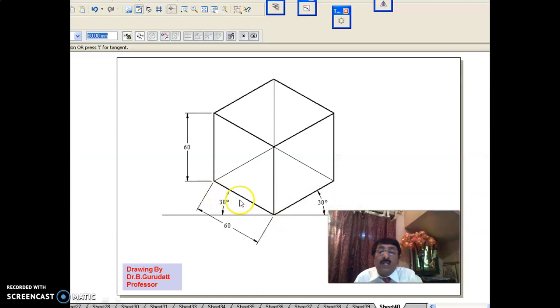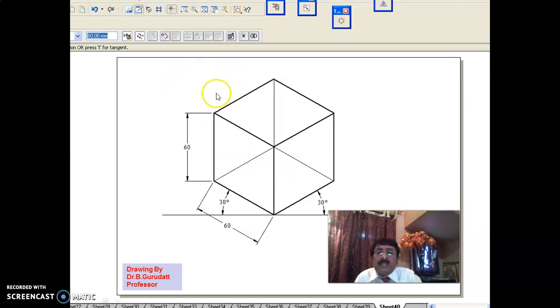First you draw the 60 square. Draw at 30 degrees, 30 degrees, with sides 60, 60, 60, the actual isometric square, and this cube you draw. The top surface, left surface, and right surface are seen, and this you have completed.